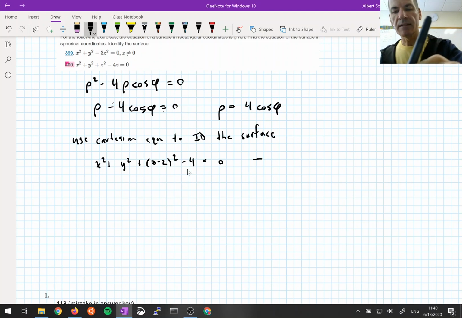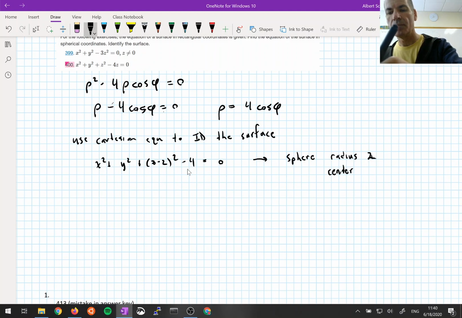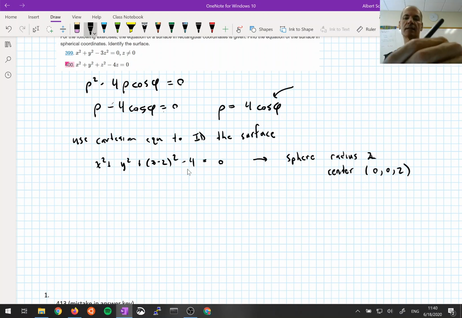And we immediately now see that this is a sphere. The radius is 2, and the center is what? 0, 0, 2. So who knew, right? You stare at that thing and you don't really have any intuition about it, but it turns out that that's just a sphere that's a little bit off from the origin, a couple of units off from the origin.